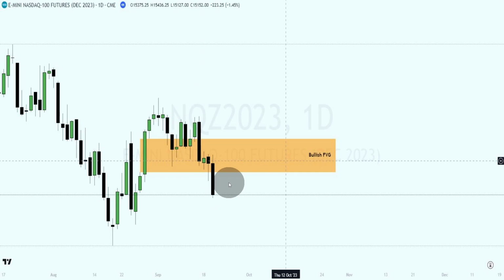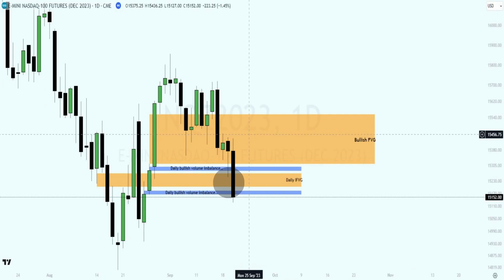And I want you to know that that is one of the key things to determining your drawn liquidity. What PD arrays are we respecting, and what PD arrays are we violating, right? Are we respecting bullish PD arrays, or are we violating bullish PD arrays? So in this case, we just violated a bullish PD array. But if you look even closer, we violated more than one, right?